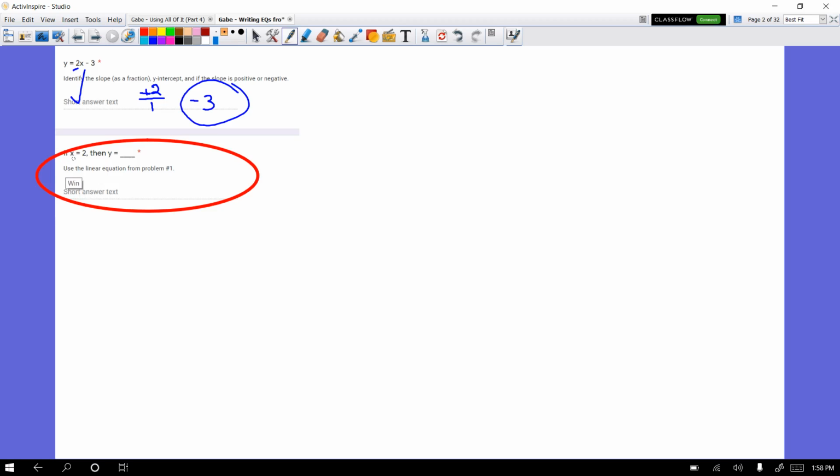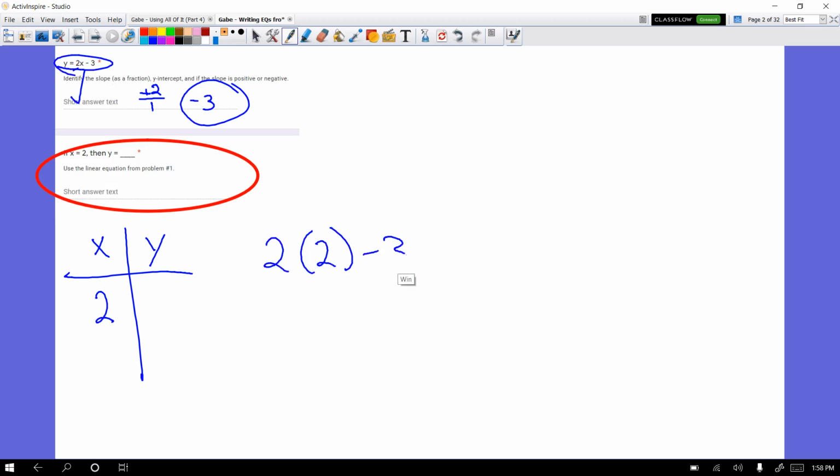So if x is 2, then y is, and what this would look like is if you set up a table, and I said, okay, so if that's 2, and you used this equation, what would that look like? All you do is substitute the 2 in for the x value. 2 times 2 is 4, minus 3 is 1. So we get a y value of 1. I believe you put negative 1. And that could be a simple mistake. I don't know, but it wasn't the correct answer, so I'm going over it.